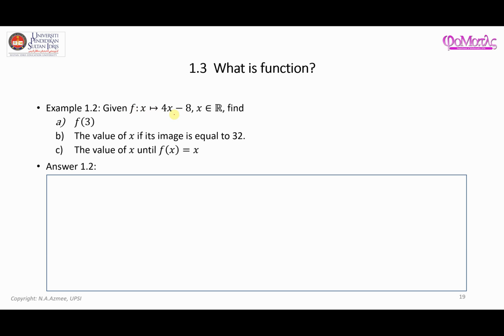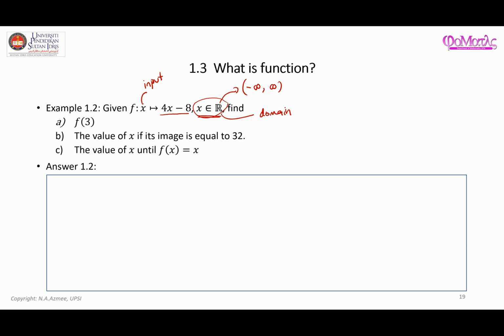which is defined as 4x minus 8. x here is the input. Okay, so x consists of all real numbers. So real numbers means any value from negative infinity to infinity. So that is the definition of real numbers. And this is actually a domain. To be specific, this is the domain of that particular function.